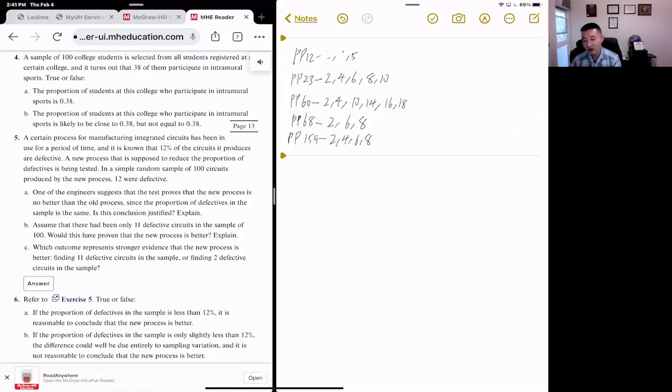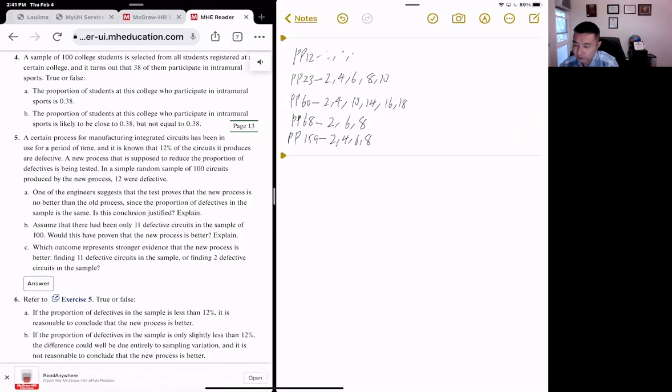However, finding 11 defective circuits in the sample, we cannot really draw a meaningful conclusion whether the new process is better or not. So finding 2 defective circuits in the sample will give much stronger evidence that the new process is better. And later on, we will learn how to quantify our confidence level based on the sample information. That's question number 5.